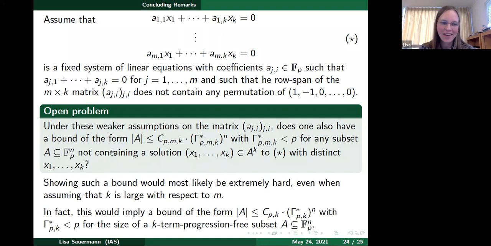Unfortunately, if such a bound is true, it would most likely be extremely hard to show, even if we assume that k is large with respect to m. Remember that in our theorem, we also had an assumption that k is large with respect to m, but even if you add such an assumption, this would most likely be extremely hard. That's because showing this would imply a bound of the form |A| at most C times gamma star to the n with gamma star smaller than p for the size of a k-term progression-free subset A of F_p^n.